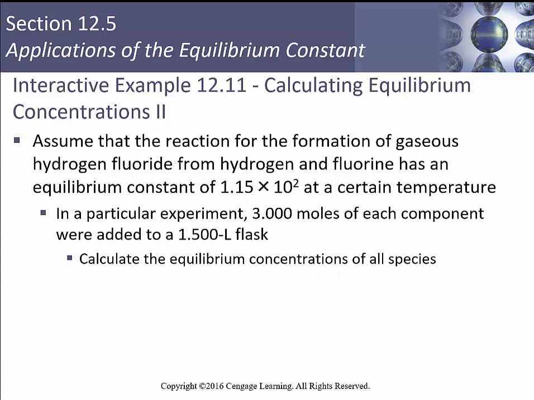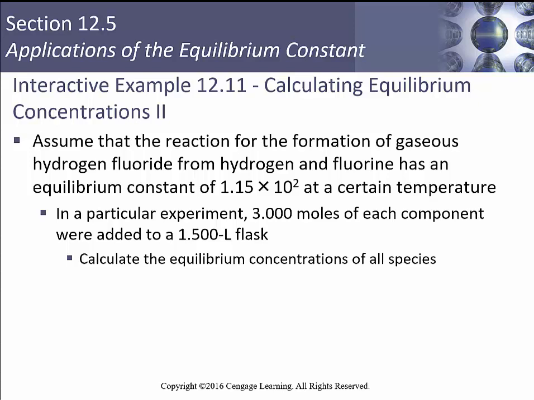Let's look at another example. Assume that a reaction for the formation of gaseous hydrogen fluoride from hydrogen and fluorine has an equilibrium constant of 1.15 times 10 to the 2 at a certain temperature. Big K, bigger than 1, right? Mostly going to form products.